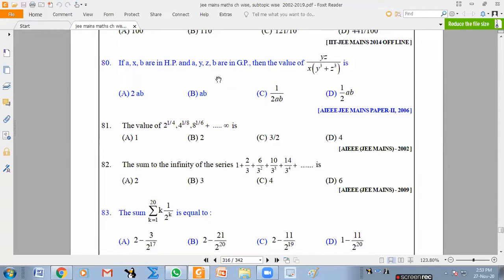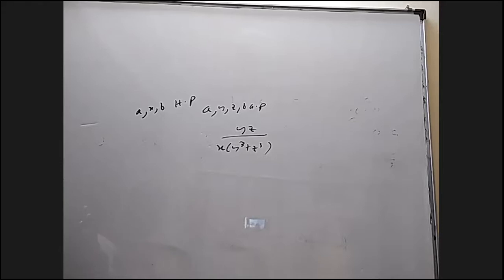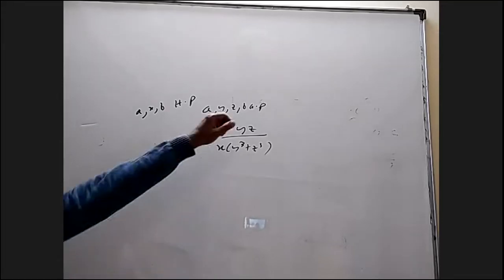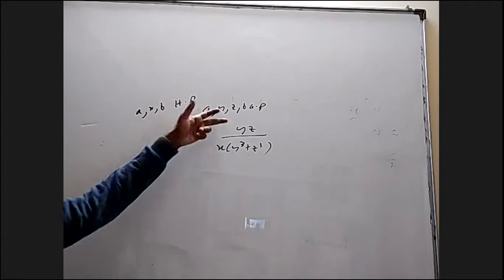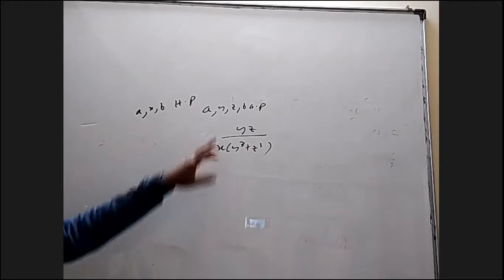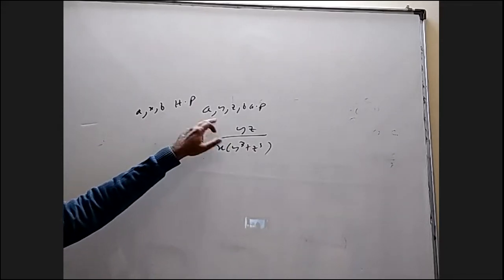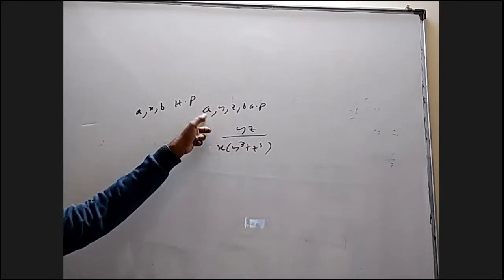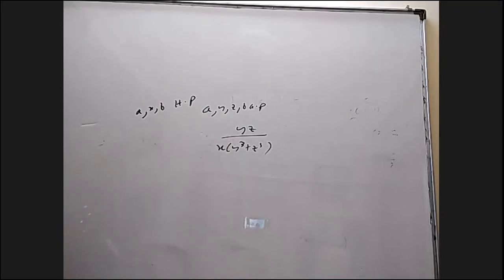Okay, A, X, B are in HP. A, Y, Z, B are in GP. They want YZ by X into Y cube plus Z cube. So one obvious method would be to find Y in terms of AB, Z in terms of AB, X in terms of AB, and substitute it. It will come, but they may not look nice. For example, Y will be B into cube root of B by A. Z will be B into cube root of B by A whole square, like that.